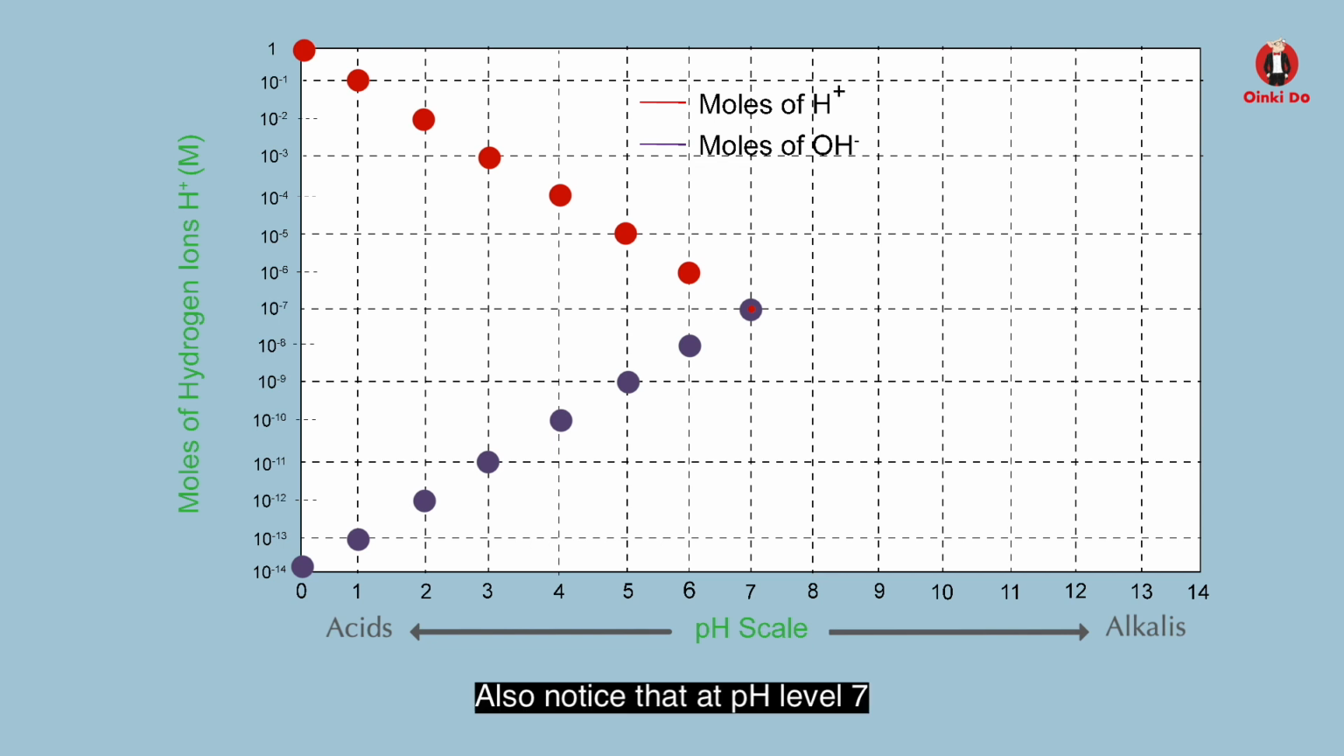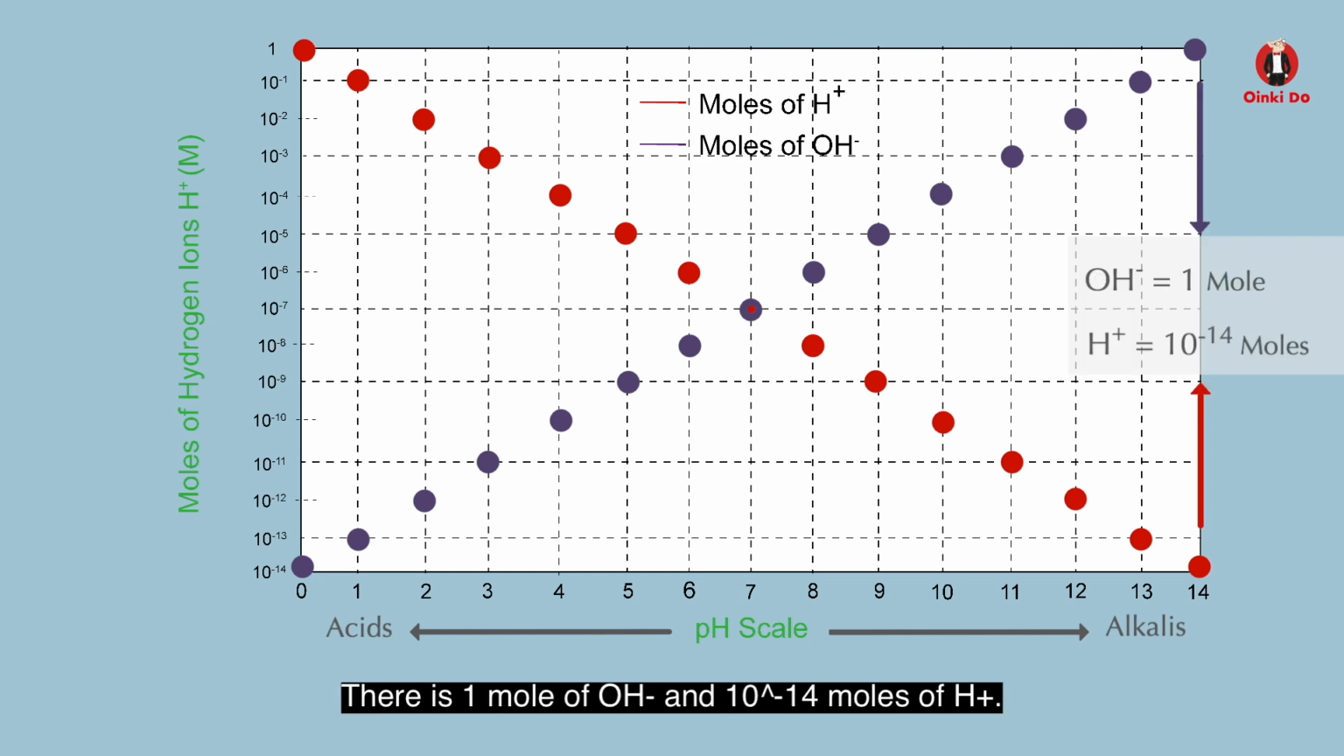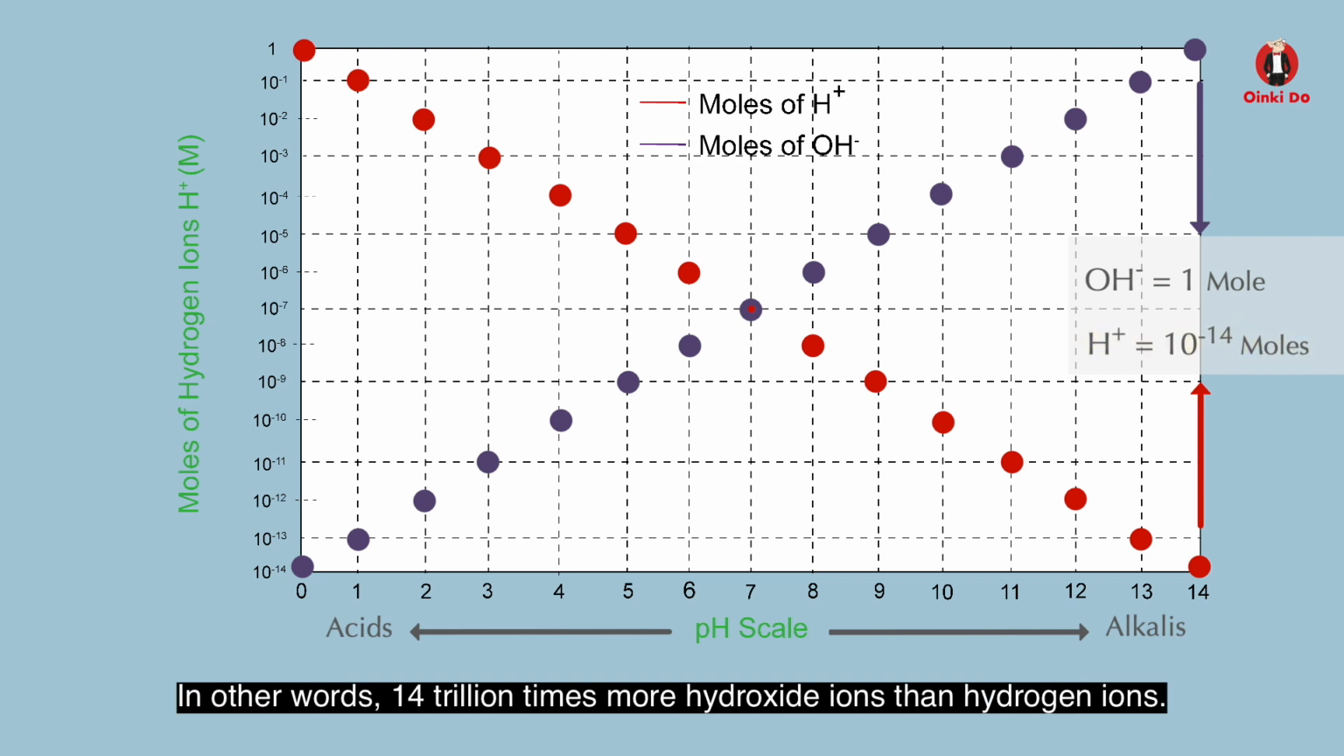Also notice that at pH level 7, there's an equal amount of H+ and OH-. Both have 10 to the minus 7 moles. So the pH is neutral, not an acid or an alkali. For alkalis, the pH level is 8 and above. There are more moles of OH- than H+. For a very strong alkali with pH level 14, there's 1 mole of OH- and 10 to the minus 14 moles of H+. In other words, 14 trillion times more hydroxide ions than hydrogen ions.